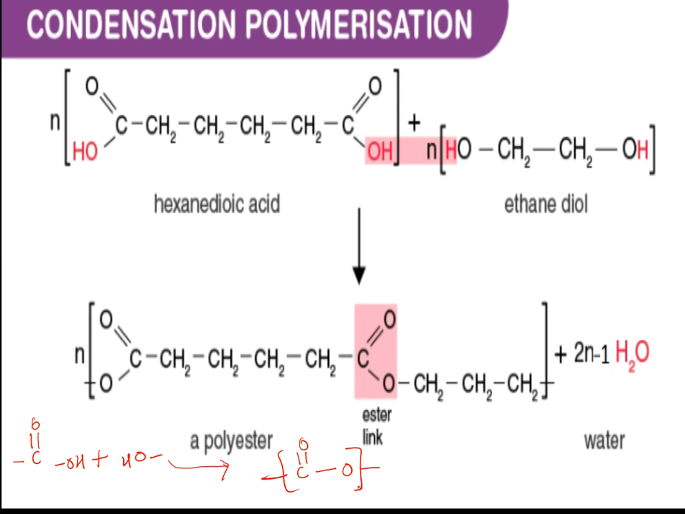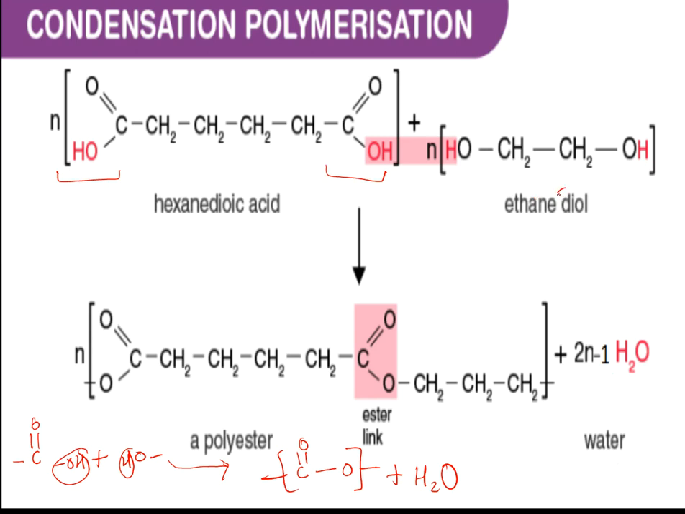And the other condition is also fulfilled, that water will be produced. The OH will come out from the carboxylic acid and the H will come out from the alcoholic part. So you see here hexadioic acid. Again 6 carbons with 2 carboxylic acid groups, 1 and 2, is linked together with the diol.